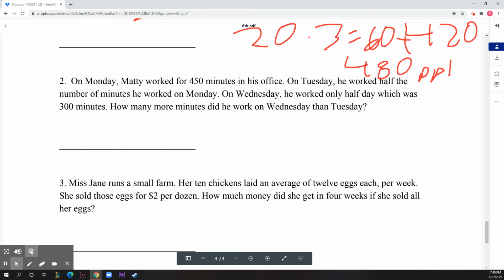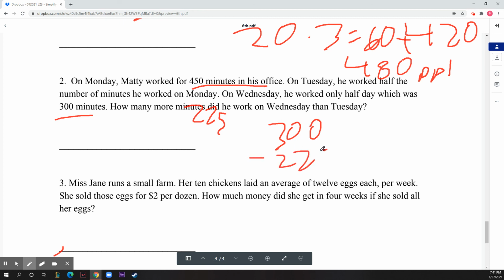Number 2. On Monday, Maddie worked for 450 minutes. On Tuesday, he worked half the number he worked on Monday, which is 225 minutes. On Wednesday, he worked only a half day, which is 300 minutes. How many more minutes did he work on Wednesday than Tuesday? And that's just a subtraction problem. 300 minus 225 is 75 minutes.